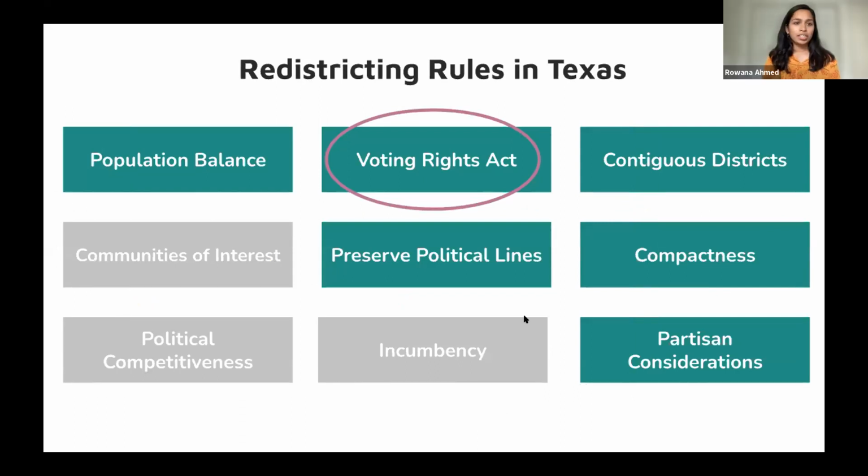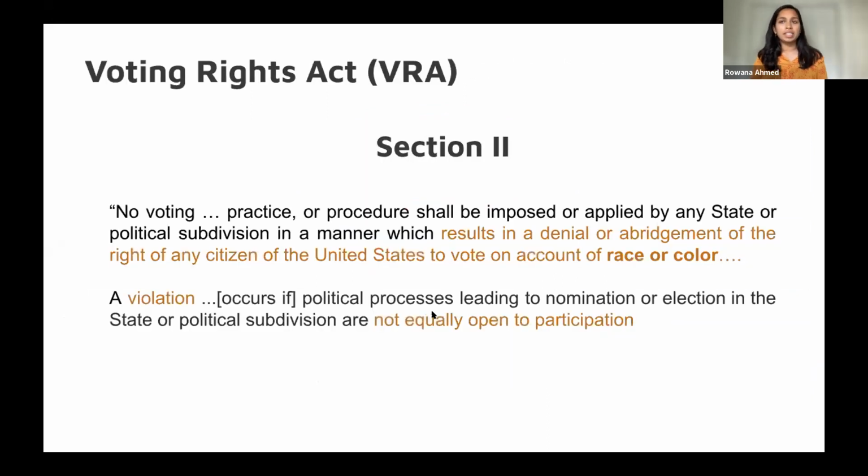We'll now shift our attention to Texas, which follows a subset of the common redistricting rules highlighted here in green, like maintaining population balance and preserving county lines. Due to Texas's current political landscape, we thought it would be timely to focus on compliance with the Voting Rights Act in the state's context. So Section 2 of the Voting Rights Act, passed in 1965, prohibits states from practices that result in denying or abridging the right of US citizens to vote based on race or color.